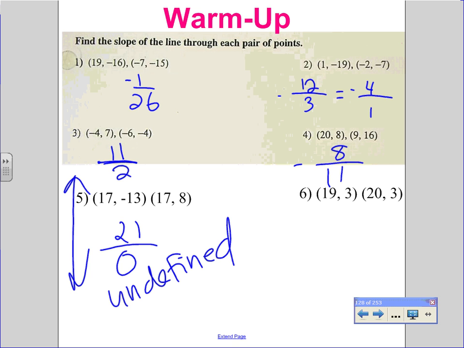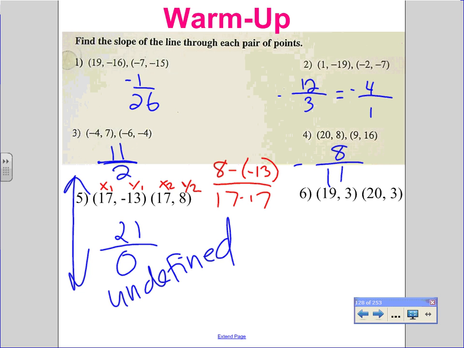$30 over. Okay, so when you do this one, did you label them this way, Drew? Okay, that might have been part of the problem. Or did you do this as x2, y2? You did the wrong formula. It's y2 minus y1. You subtract the y's first. So 8 minus negative 13 over, Kevin, subtract the x's.